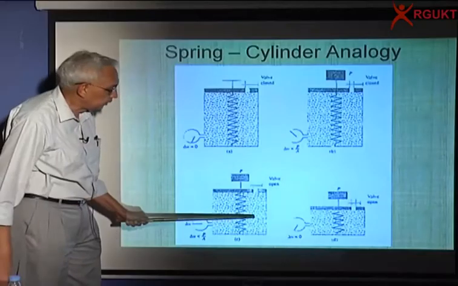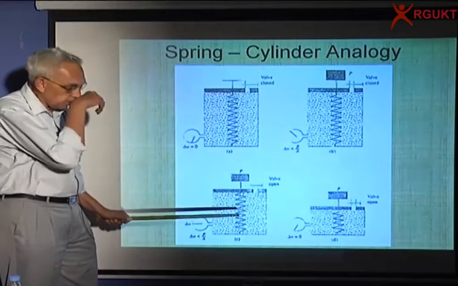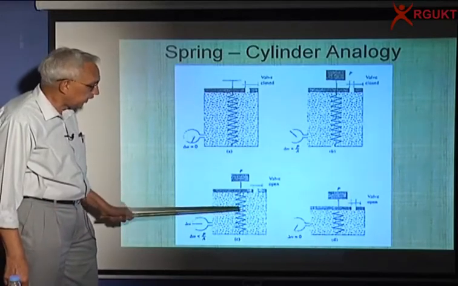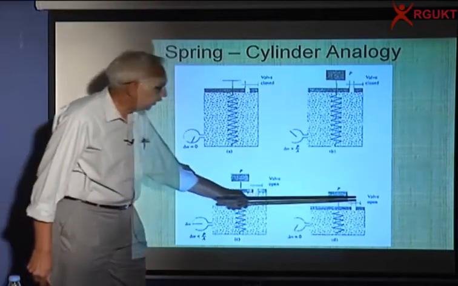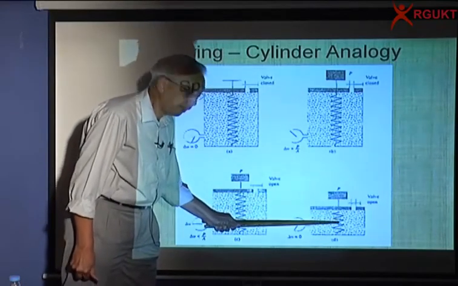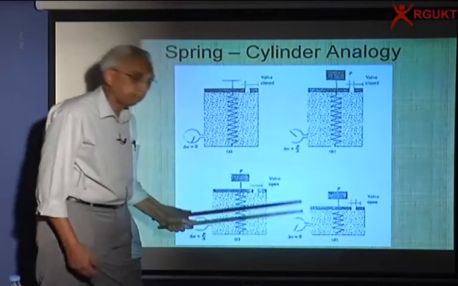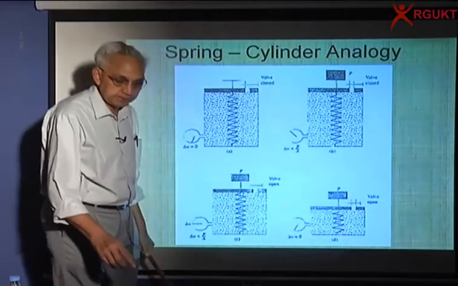So what is happening is, this is the soil skeleton represented by the spring, and the pore water is represented by the water in the soil, and there is a transfer of stress from the water to the soil skeleton, and finally all the stress is taken by the spring and no water pressure. This is what happens in consolidation.